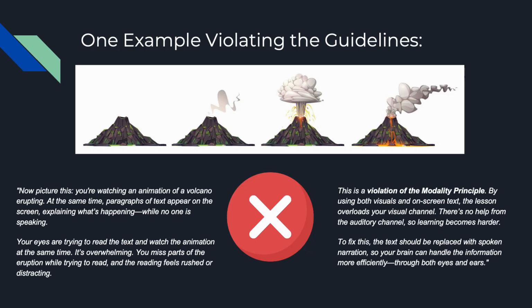Now picture this. You're watching an animation of a volcano erupting. At the same time, paragraphs of text appear on the screen explaining what's happening. Your eyes are trying to read the text and watch the animation at the same time. It's overwhelming. You miss parts of the eruption while trying to read, and the reading feels rushed or distracting. This is a violation of the modality principle. By using both visuals and on-screen text, the lesson overloads your visual channel. There's no help from the auditory channel, so learning becomes harder. To fix this, the text should be replaced with spoken narration, so your brain can handle the information more efficiently through both ears and eyes.